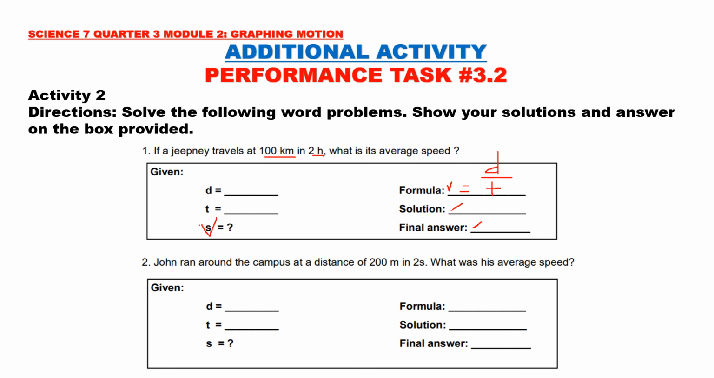2. John ran around the campus at a distance of 200 meters in 2 seconds. What is his average speed? Just place the distance and the time here, and speed is unknown. The formula is the same: speed is equal to distance divided by time. Then substitute the given values to get the solution and final answer.